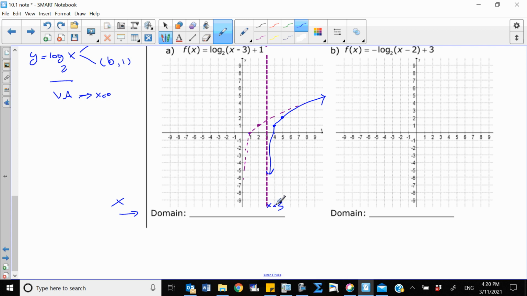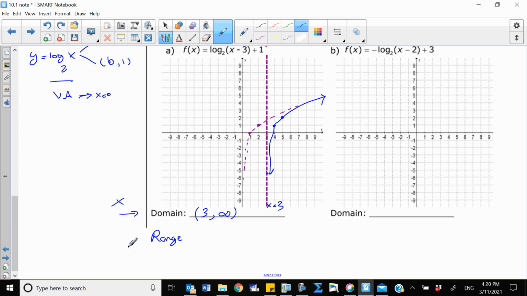Okay, so it's x to the 3. It's going to start right after this point. So domain is starting from 3 and goes to infinity. And notice that I put parentheses here because the 3 itself is not defined. We have an asymptote here, so the 3 itself is not defined. This is my domain. How about the range?